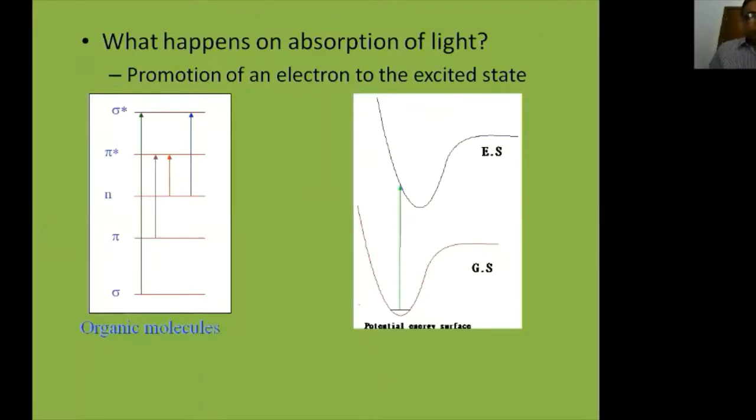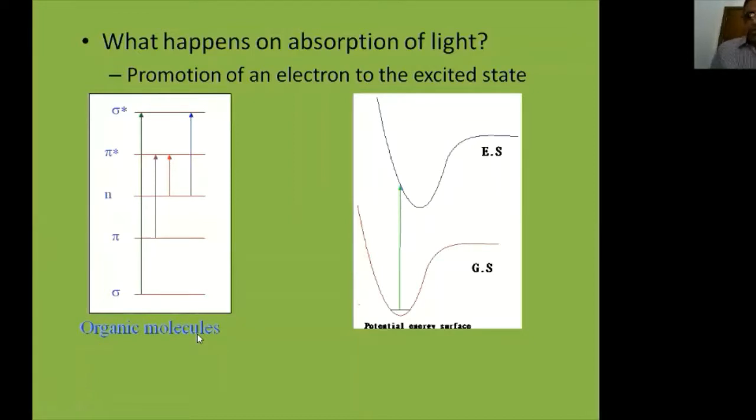Now, when you consider the promotion of an electron in organic molecules, you have different types of electronic transitions. If you see the left side picture, you have the sigma to sigma star transition, pi to pi star transition, n to pi star transitions. And the same thing can also be represented as a Morse potential energy surface. You have a ground state electronic surface and an excited state surface. The electron goes from the zero vibrational level to a higher electronic energy level. So we are just going to follow the Franck-Condon principle, and we are going to discuss all that basics.